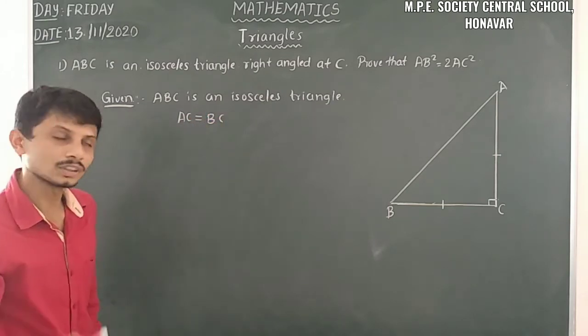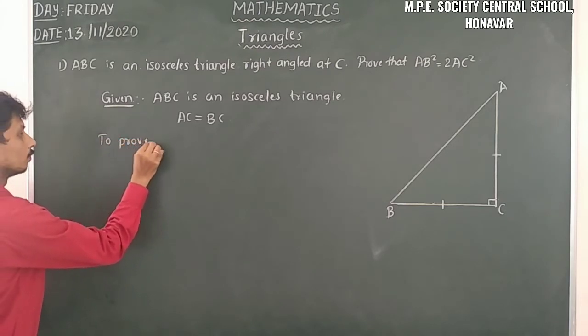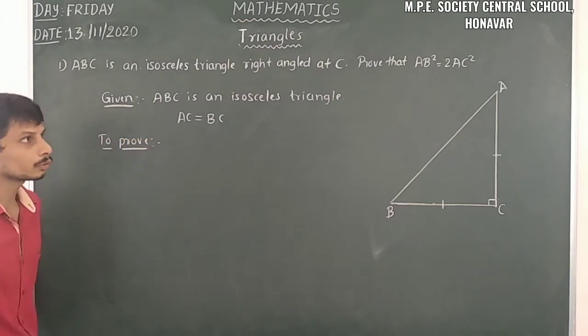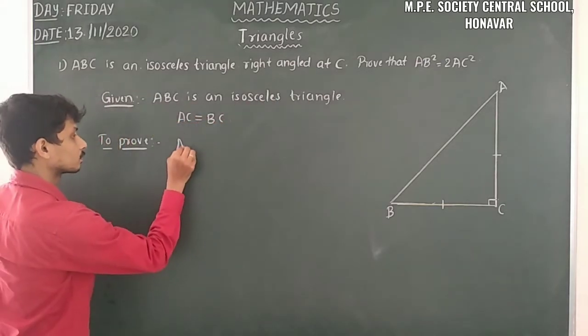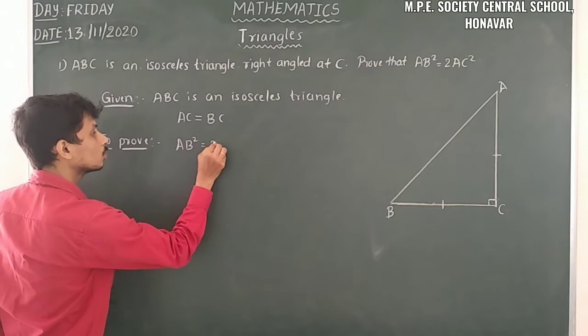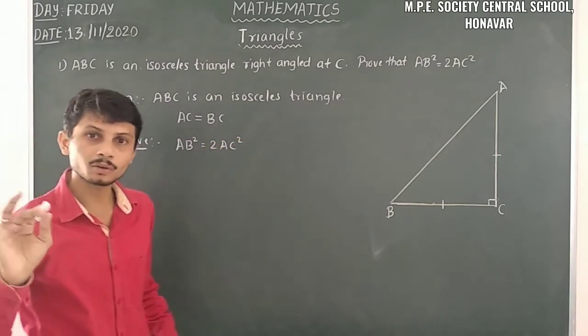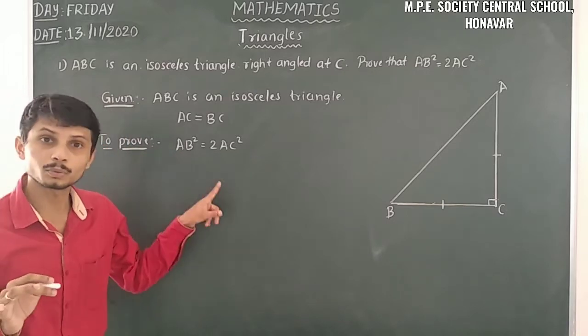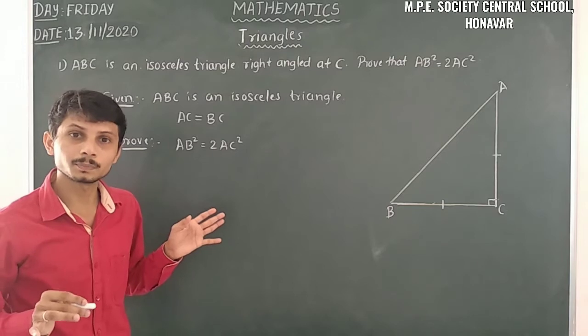Then what we have to prove. We have to prove AB square is equal to 2AC square. In examination we have to clearly write these things, what to prove and the given. So let us move on to the next part, that is the proof.